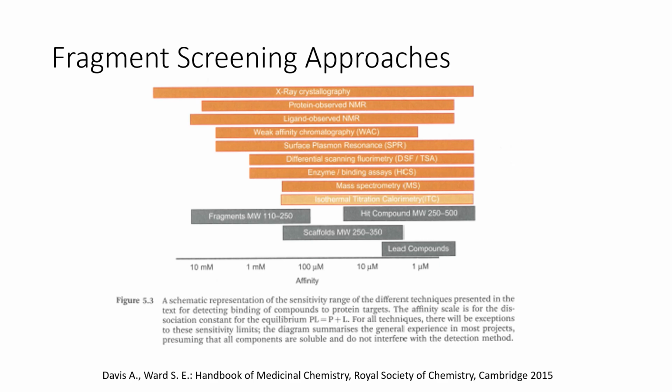So the size of fragments can differ in different literature sources. This one shows the molecular weight from 110 till 250, or it can be 190. You know that lead compounds have a molecular weight around 300 or 400.